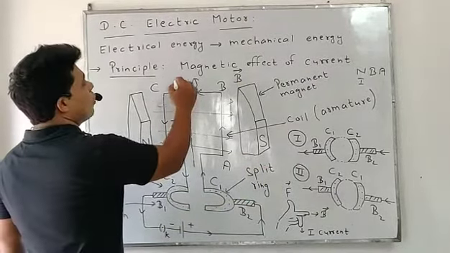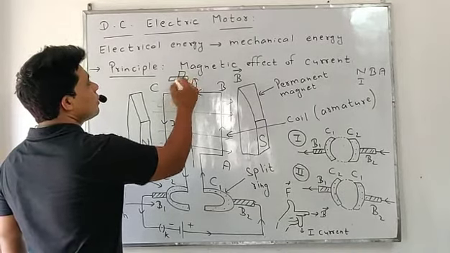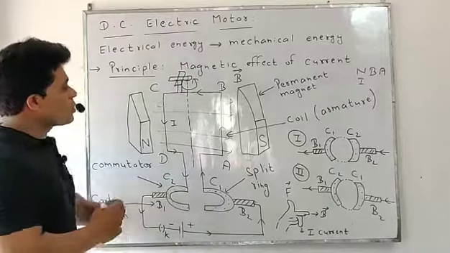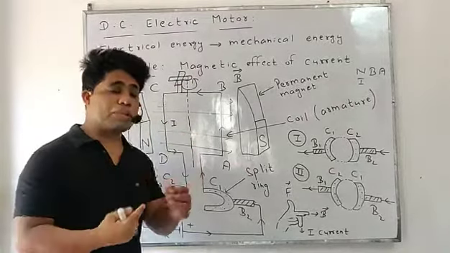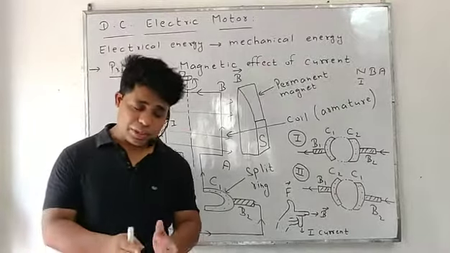With the rotation of the coil, suppose there is a turbine or a fan. With the rotation of the coil, that fan also starts rotating. In this way, electrical energy is converted into mechanical energy. In this way it works.